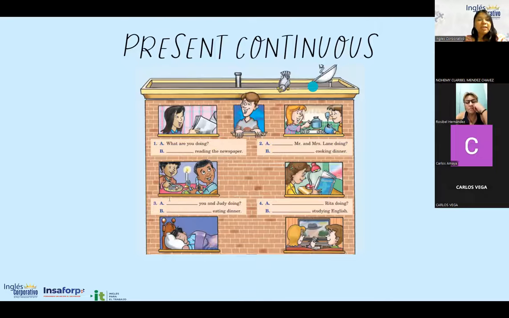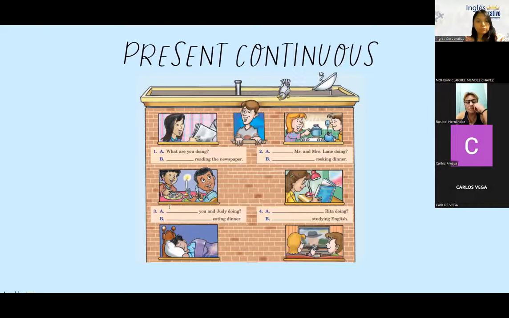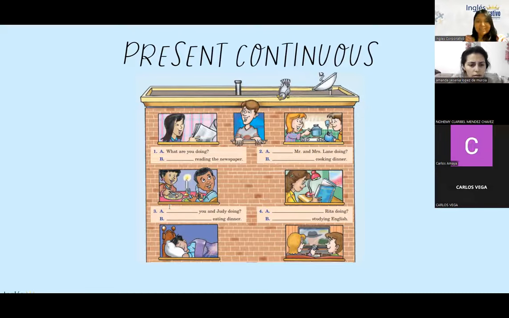What about number three? Letter A. What are you and Judy doing? Perfect. Answer. We're eating dinner. Okay. Excellent. So they are. Okay. Or we are in this case. It depends on how you see it. Right. It depends. So number four question. What is Rita doing? Answer. She is studying English. Perfect.